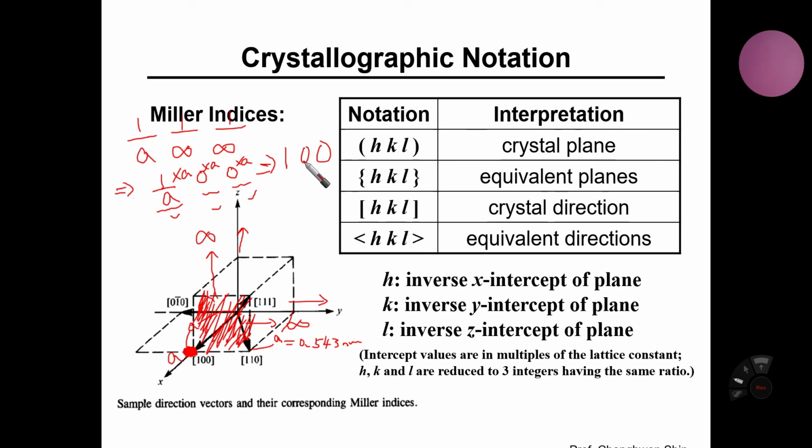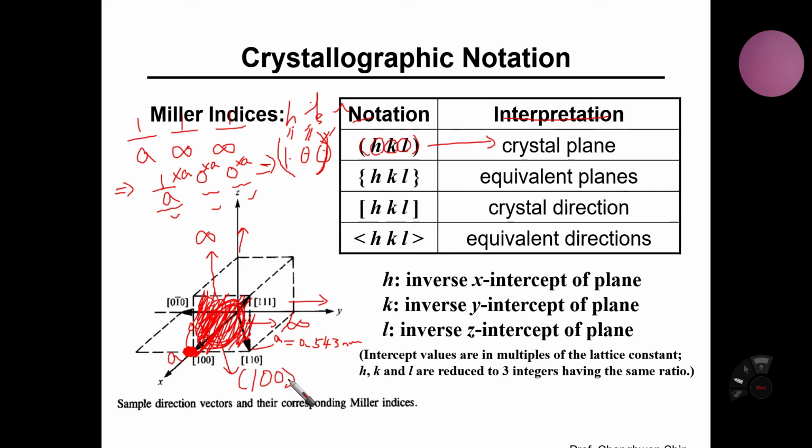So I said plane. Miller indices say that to indicate a plane, you should use small parentheses. So for 100, use parentheses. Here the notation is small parentheses, and use the numbers HKL. In this specific example, H was 1, K was 0, L was 0. The meaning of this notation, small parentheses HKL, is that it indicates a crystalline plane. Since we are interested in this plane, it is named the 100 plane.